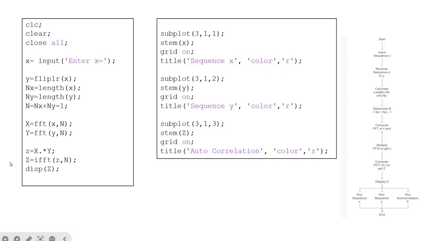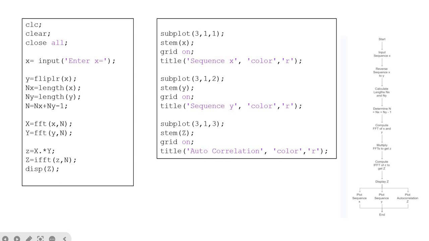Then you need to display this autocorrelated sequence. Once we have finished finding all this, we'll plot the sequences. So subplot 3, 1, 3. This is nothing but we are using 3 rows, 1 column, and this will be placed in the first position, that is, the first position.